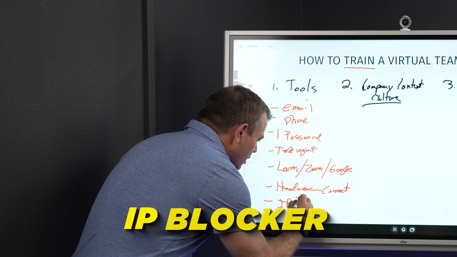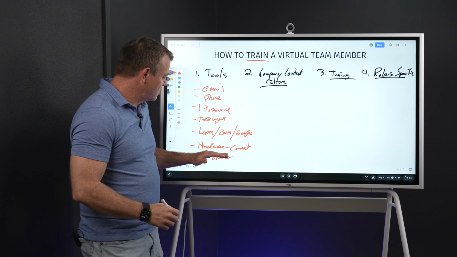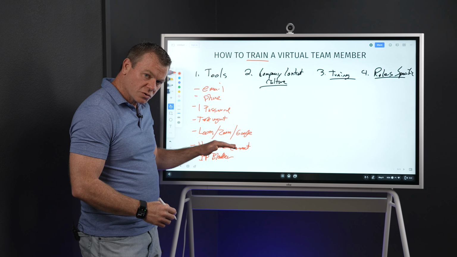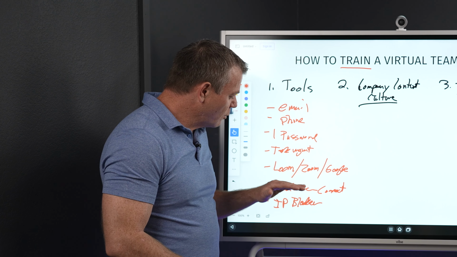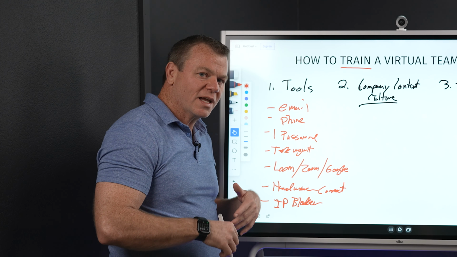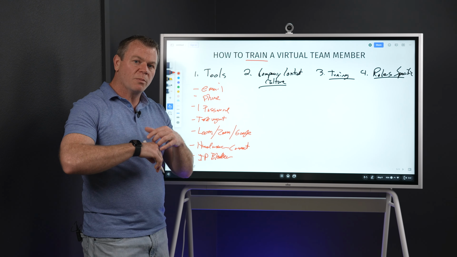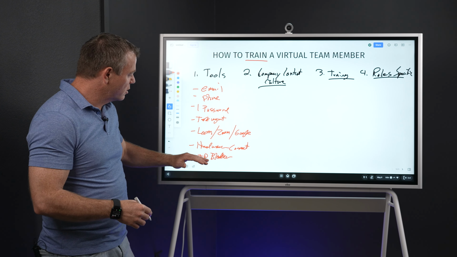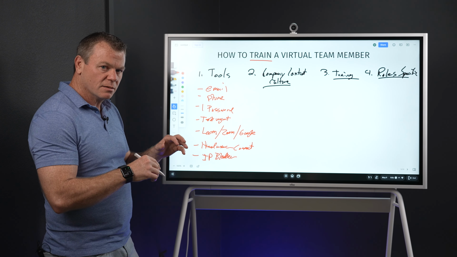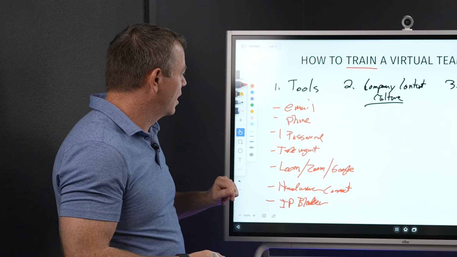An IP blocker simply will let the computer or the hardware that your virtual team members use block where in the world they are so they can gain access to your systems and processes. Really important. Most people overlook this, but you want to make sure that if they're logging into the systems, they can actually do that. An IP blocker will help.